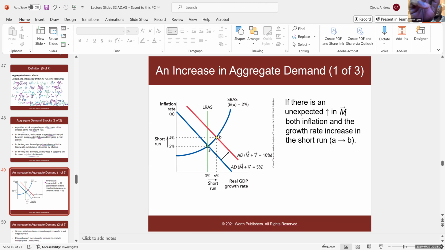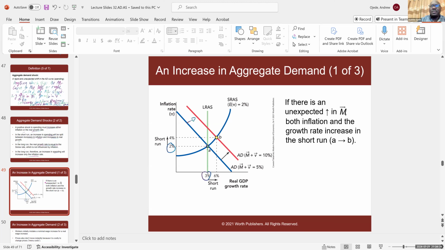So point A is a stable, long-run macroeconomic equilibrium, where your inflation rate would be 2%, and the solid growth would be 3%. So see, all the three curves are intersecting. Economy is stable. And then let's say something happened. The Fed decided to unexpectedly increase the money supply growth. You know, when you increase the money supply growth, that's going to increase the spending growth.